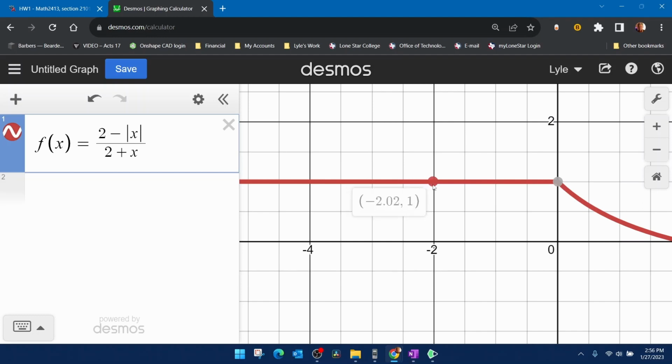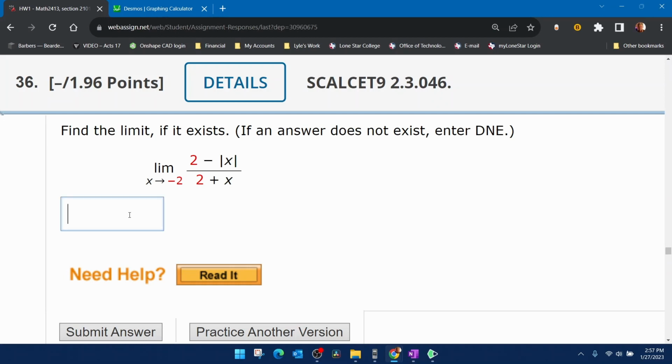And again, I want to point out that at -2, the function is actually undefined. And remember, the limit doesn't care what's happening at the value. It only cares what is happening as you get close to the value. So back to our WebAssign, we can fill in our answer of 1.